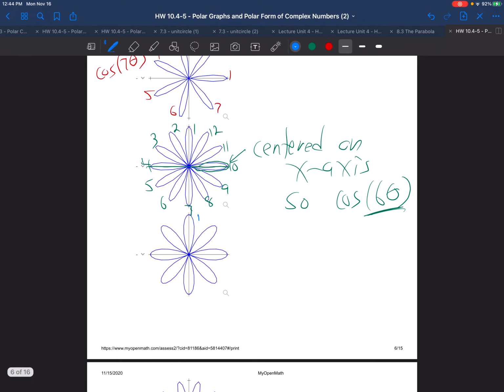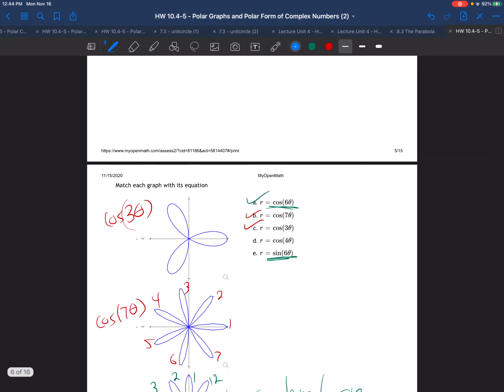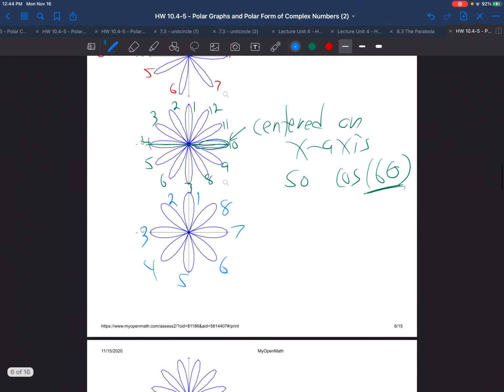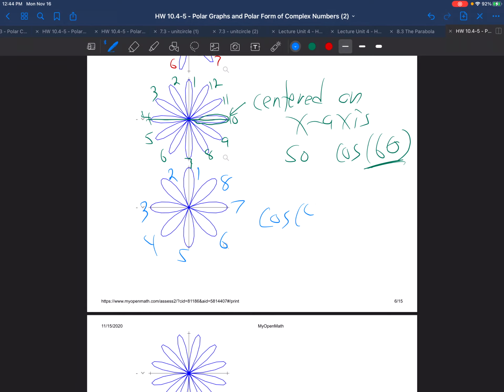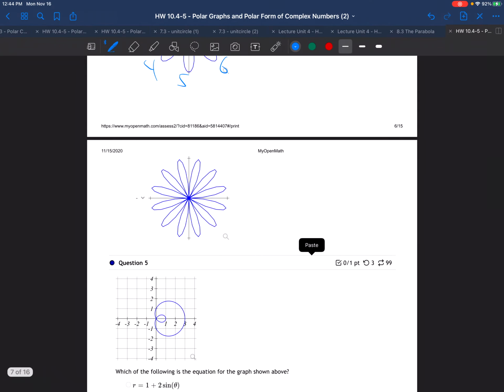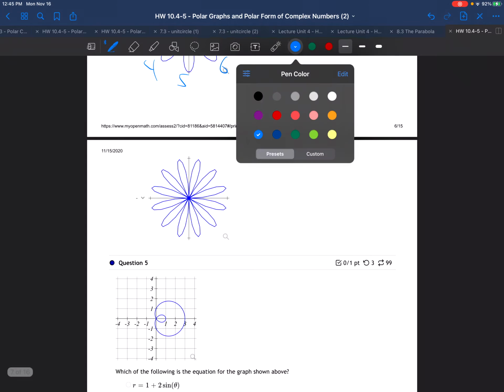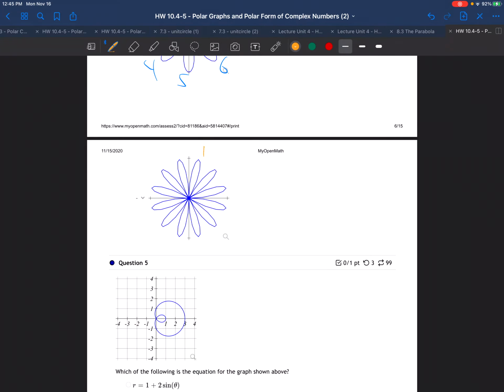All right, next one. This one, how many leaves are here? 1, 2, 3, 4, 5, 6, 7, 8. It's got to be a 4 theta. We only got one, cosine 4 theta. Of course, it is centered on the x-axis, so it works. Now, we only got one left. It's got to be this one, but let's go through the thinking anyway. 1, 2, 3, 4, 5, 6, 7, 8, 9, 10, 11, 12. 12 petals, so it's got to be a 6 theta.